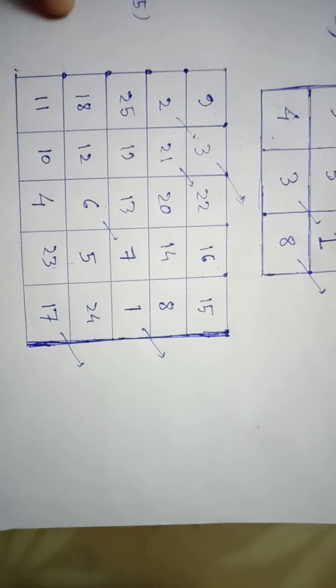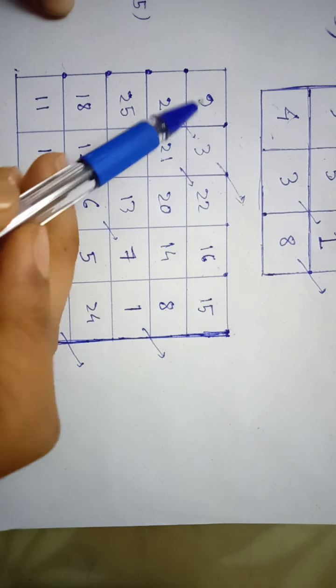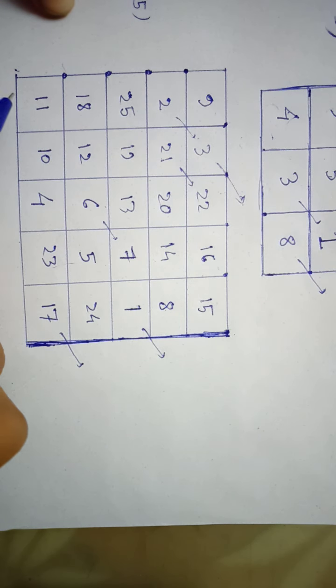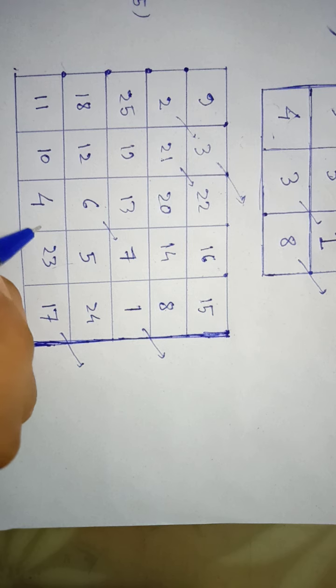The summation of the numbers when we count along row wise or column wise or diagonal wise, we get 65. Okay.